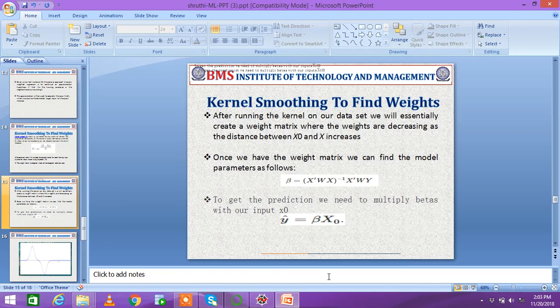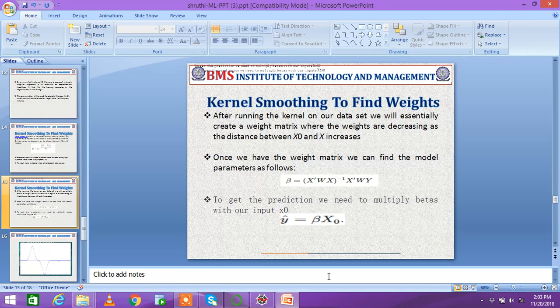Once we have the weight matrix, we can find the model parameters as follows. The model parameter beta is equal to x bar into w into x, whole inverse, x bar into w into y. Here x bar is nothing but the transpose of the matrix X, and similarly we have the whole inverse and the y value to be predicted.